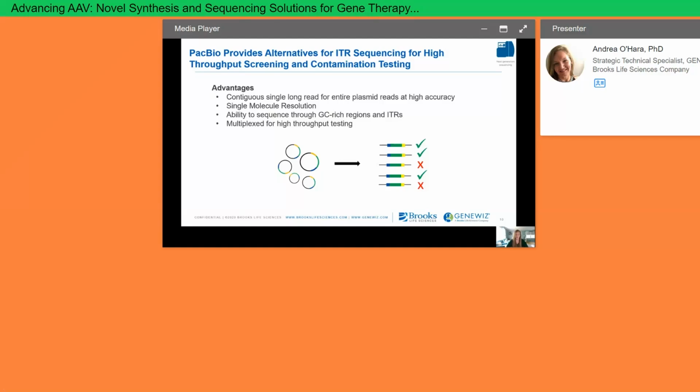Again, single molecule resolution means that we can look at a mixed frequency population or a clonal population to confirm the clonality of that population. And we can multiplex multiple plasmid preps for high throughput testing. This is a really ideal approach to confirm that you have high fidelity of your plasmid stocks, that there is not any low-level contaminants, and if there are, to determine what they are.